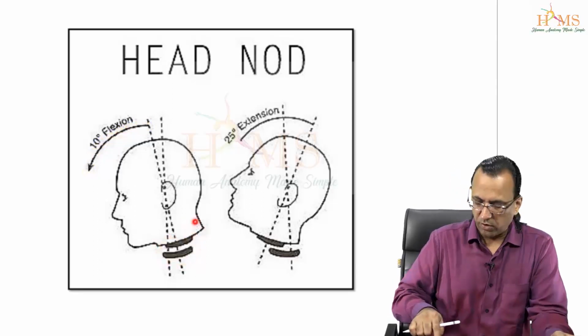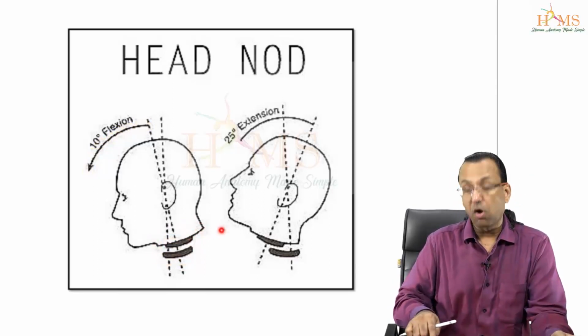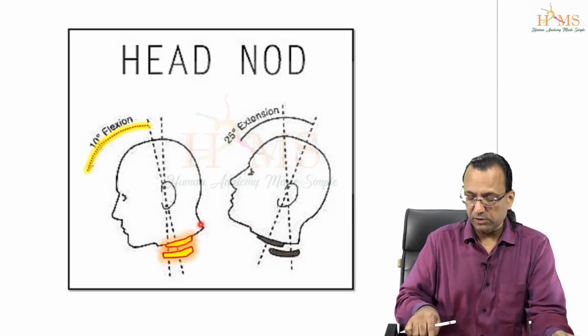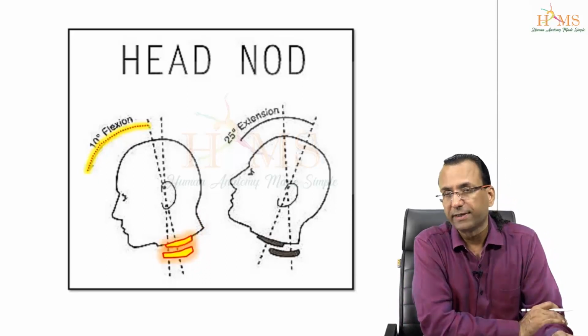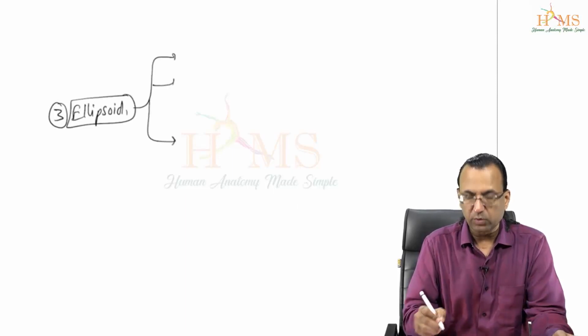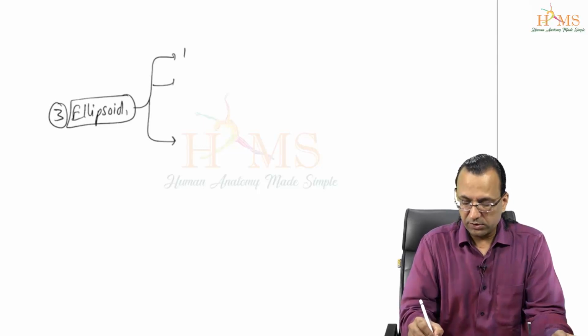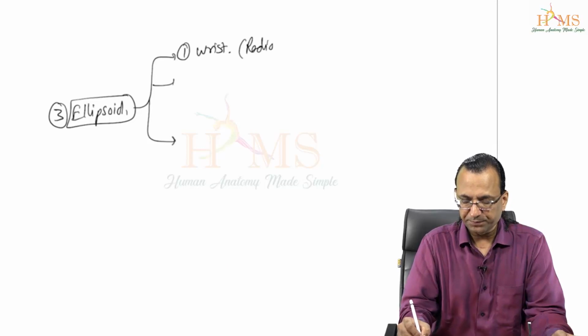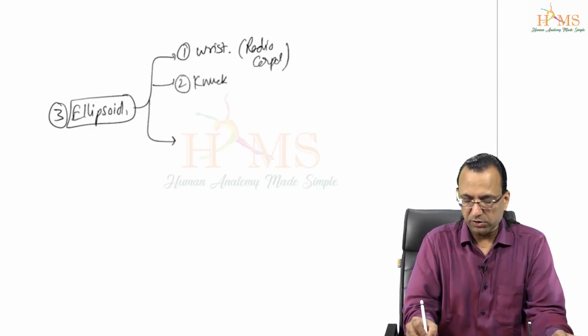So, when the skull is moving on the atlas bone, which part of the skull are you talking about? The occipital bone. So, what is the joint called? Atlanto-Occipital joint for the yes movement. That is the point here. Three examples of ellipsoid. Two of them were in the upper limb. What are the two in the upper limb? There was the wrist joint, which is also called the radiocarpal joint. And number two, it was the knuckle joint, which is also called the metacarpophalangeal joint.